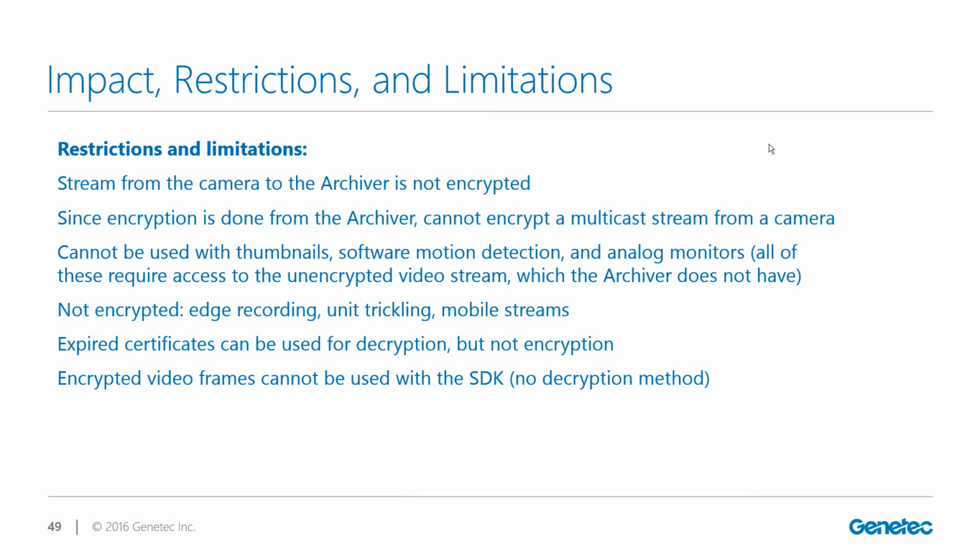A few things that are not encrypted: edge recording, unit trickling, and mobile streams are all not encrypted. And we were talking about certificates expiring before. Of course, if you have video that was decrypted and then that certificate expires, you don't want that to be a problem if you need to look up older video, because of course, some states and countries require video to be held for quite a long time. So if you have an expired certificate, that can still be used for decryption. So your previously recorded video, if you have the certificate, you can still decrypt it and you can still see it. That won't be a problem. You just can't use it for encryption, so you would have to put a new certificate in place for that.